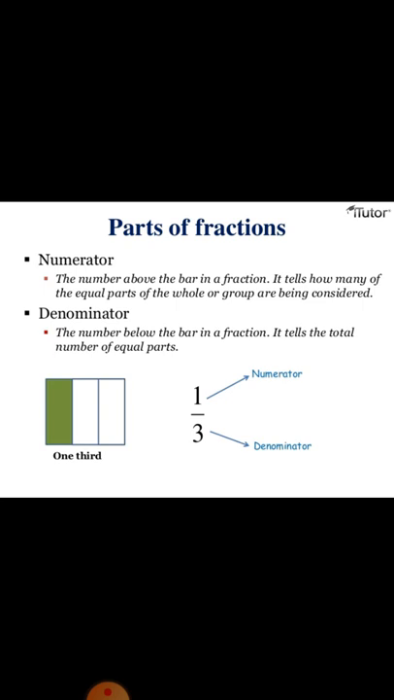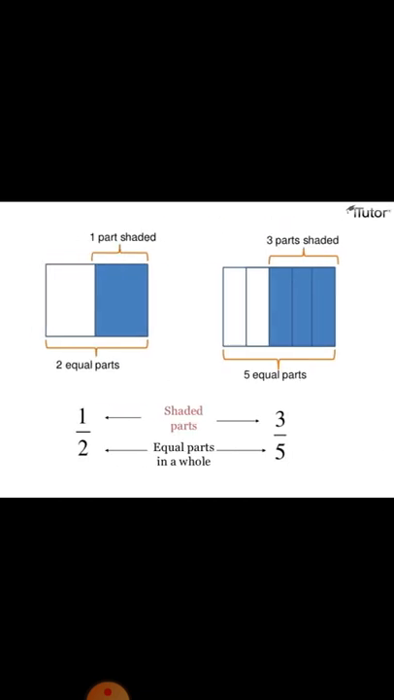For example, here we have another rectangle and we divide this rectangle in 3 equal parts. In these parts, one part is colored and we get a fraction 1 by 3. In this fraction, the number above the line is a numerator and the number below the line is a denominator. The line is called a fraction bar or a division bar.